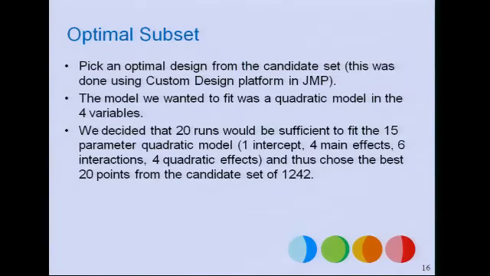I wanted to fit a quadratic model, so I would end up needing to have 16 parameters. So I picked an optimal subset of 20 runs. Out of the 1,242, I could pick out this much smaller optimal subset. So I've now dealt with 5 out of my 6 constraints, or is it 4 out of 6? Anyway, I've still got that constraint left that relates to the proportion of my base product relating to my finished product, and that's where I need to then cross the design.